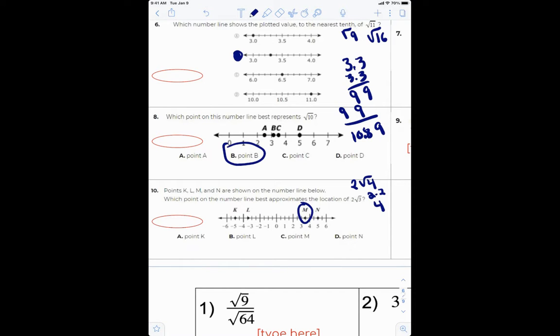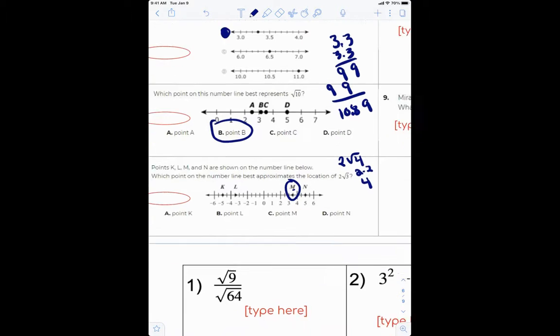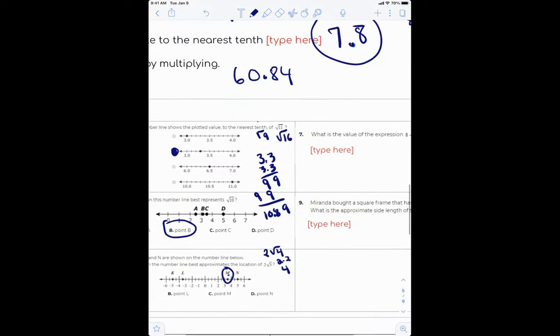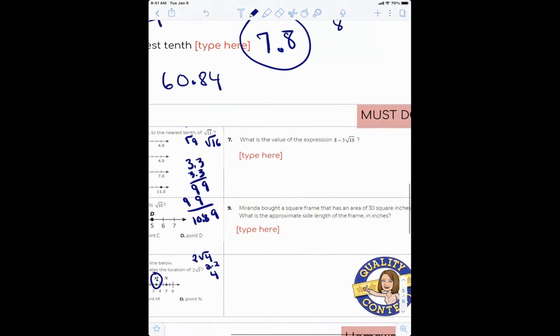But if I wanted to be a little bit more precise, I could ask, what do I think the square root of 3 is? Well, it sits between the perfect square of 1 and the perfect square of 4. So 3 is pretty close to 4, so the square root will be pretty close to 2. So I could use an estimate of like 1.7 or 1.8. Either way, it's going to bring me over here to this point M. Okay, that is number 6.